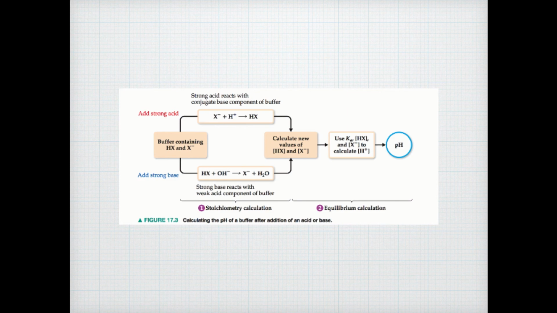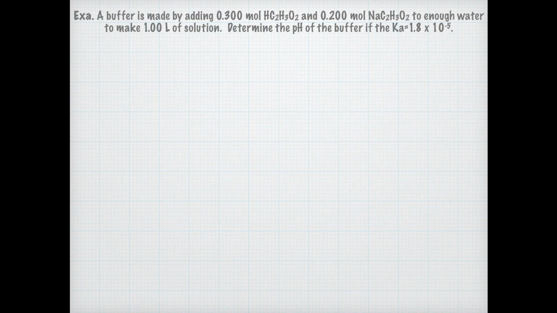So keep in mind, you have a buffer there because you want HX and X-. You want HX, the weak acid there, just in case a strong base is added. You want X- there just in case a strong acid is added, because HX is not going to help prevent any change in pH if you add a strong acid. It's useless. It's only useful if you add a strong base. So that's why you want equal amounts of your weak acid and weak base, or as close to it as possible. All right, so let's look at an example.